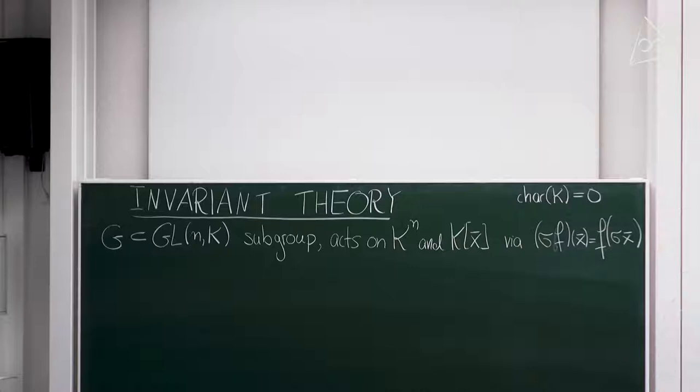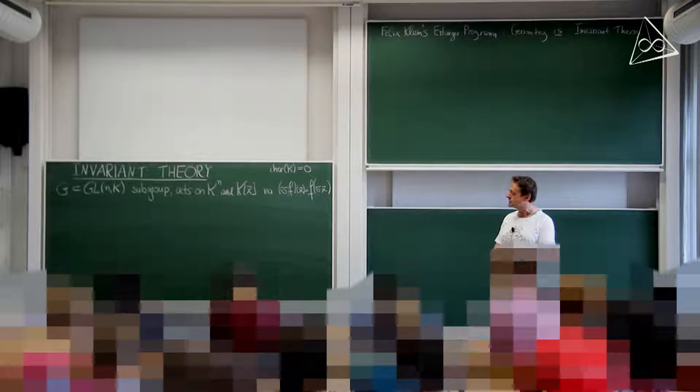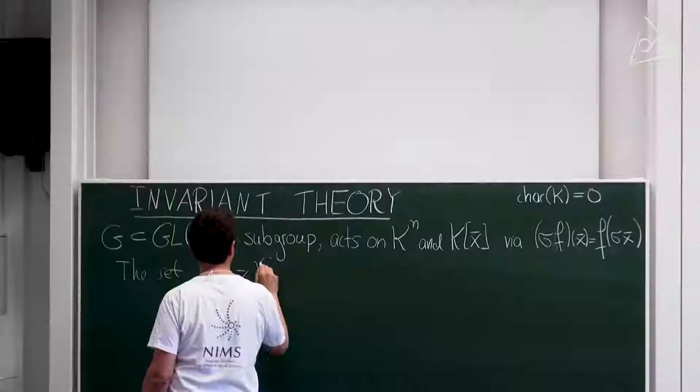And what do we do? Sigma is a matrix. It multiplies the column vector x. That's the transformation, and we substitute this into a polynomial f. Sigma f is the new polynomial that we get by carrying out this substitution. Now we're going to be interested in the set of all invariants. An invariant is a polynomial that is fixed.